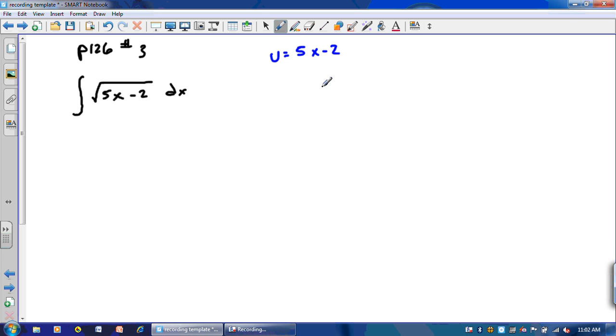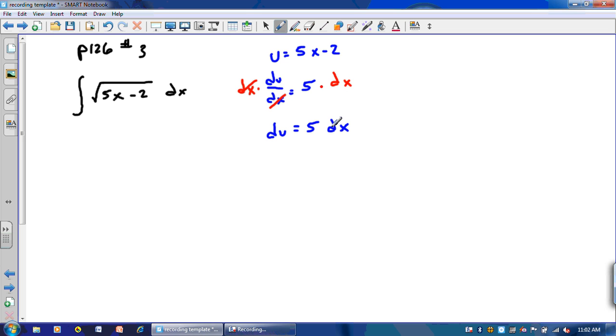Now, if you recall, what we need to do next is differentiate both sides of this. In other words, differentiate this equation. du/dx equals 5. And we would multiply both sides of this equation. These steps are always done in using u-substitution. Pick a u, differentiate, multiply both sides by dx, and we get this expression, du equals 5 dx.